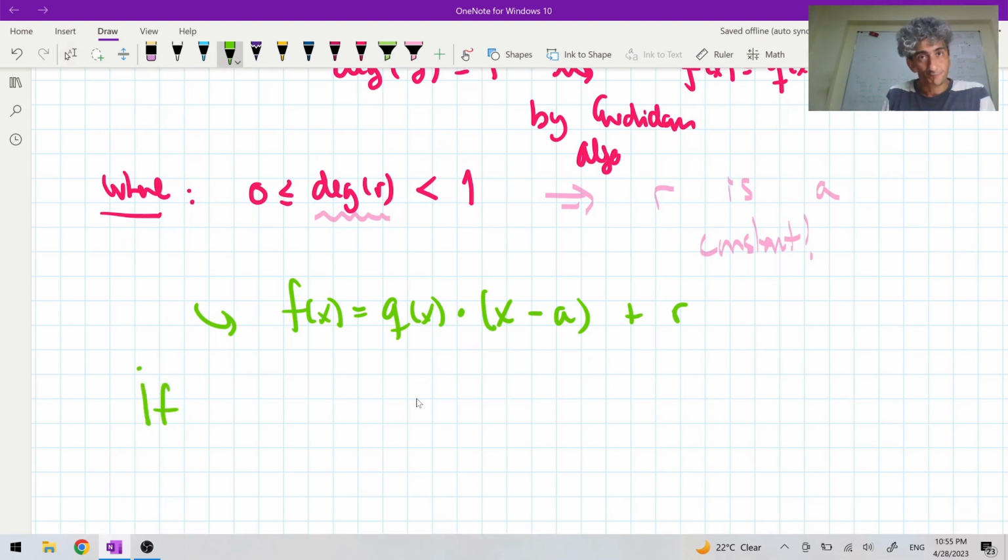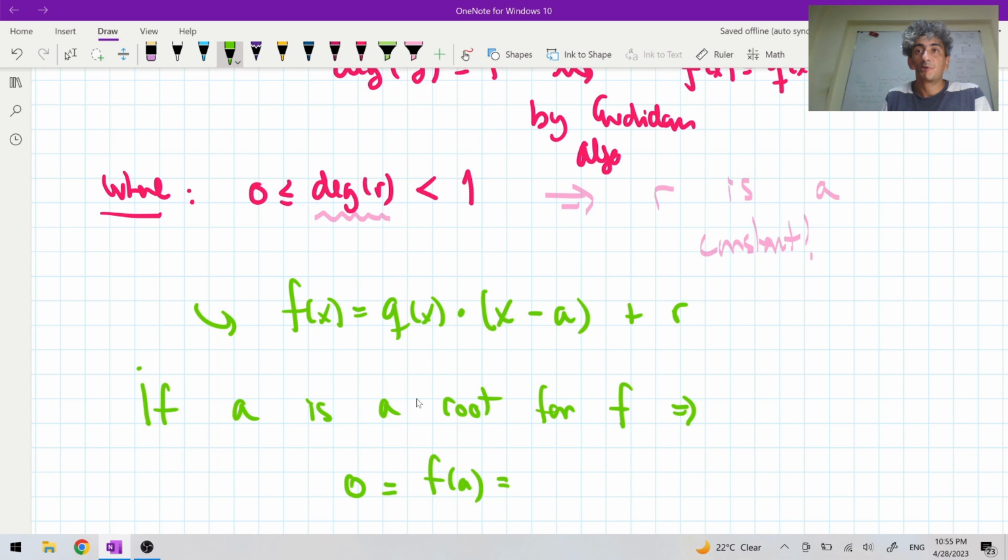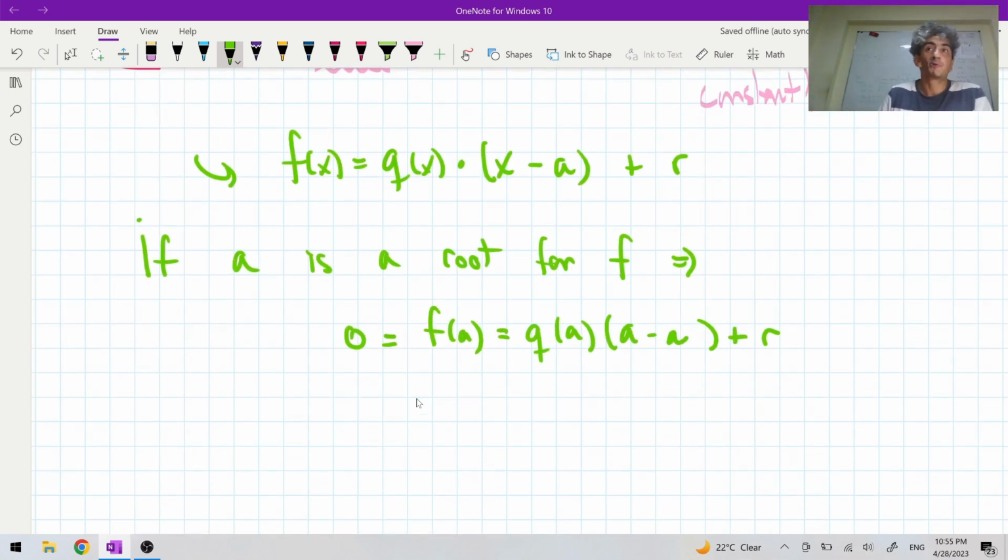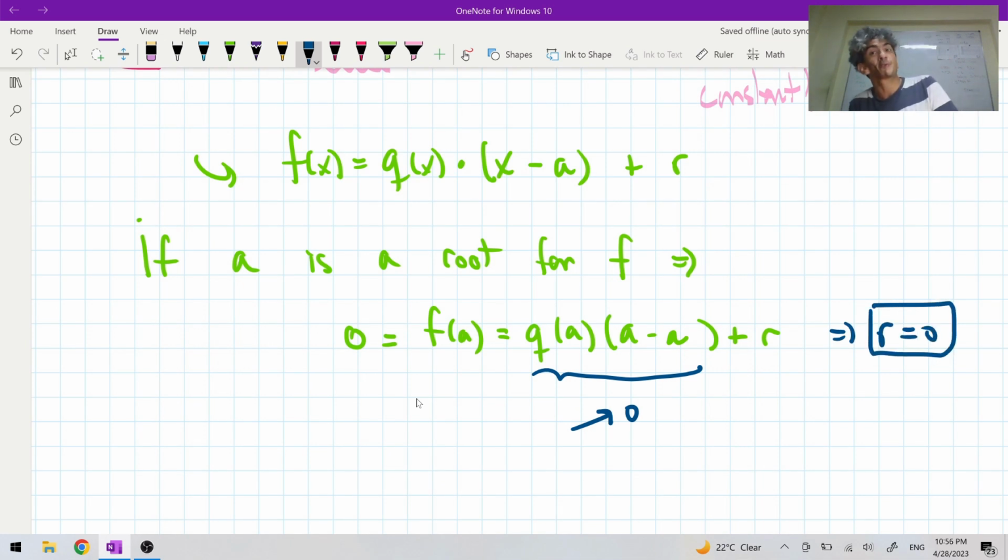If a is a root for f, then what we get is 0 equals f of a, which is in turn q at a times a minus a plus r, where we replaced x with a, and this vanishes to 0, and this gives that r is 0. So r, which is a constant, is the 0 constant. So with this we have proved that if a is a root for f, then the remainder is 0, right?